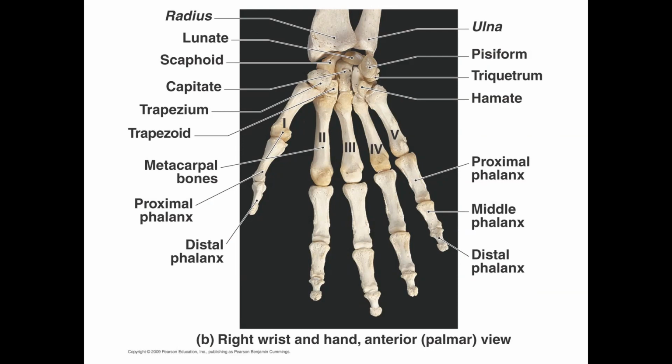And the finger bones are even easier to remember because we're not naming them individually. We just call them phalanges, right? And we mentioned that the thumb has 2 phalanges, 1 proximal, 1 distal. But the other fingers have proximal, medial, and distal phalanges. So they have 3 phalanges.